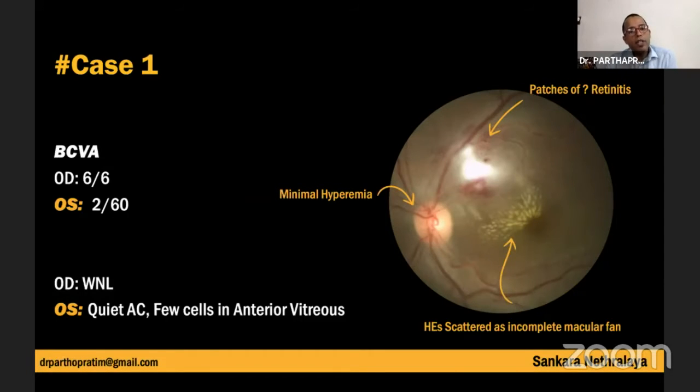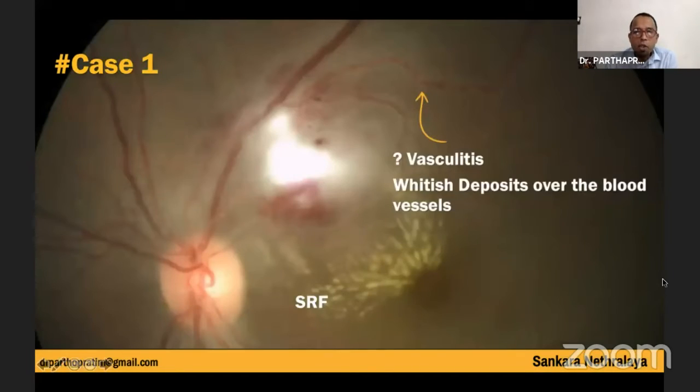On examination, her visual acuity in the left eye was 2/60, and the slit lamp examination showed a white anterior chamber, with few cells in the anterior vitreous. As you can see the fundus, I'll just zoom the picture. Though they marked it as a vasculitis, if you see this carefully, you can see whitish deposits over the blood vessels. And you can see varying degrees of subretinal fluid scattered around this lesion.